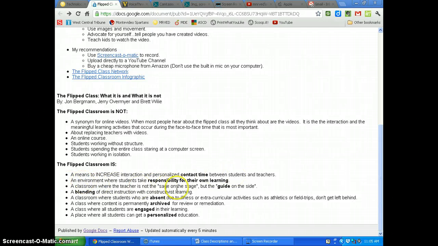And really, in the flipped classroom, you're not standing in front. You shouldn't be lecturing up in front of the classroom, but you're guiding students along in the learning process and really teaching the kids how to learn.